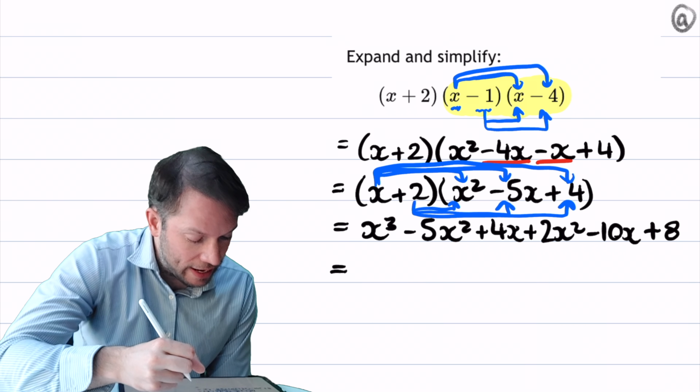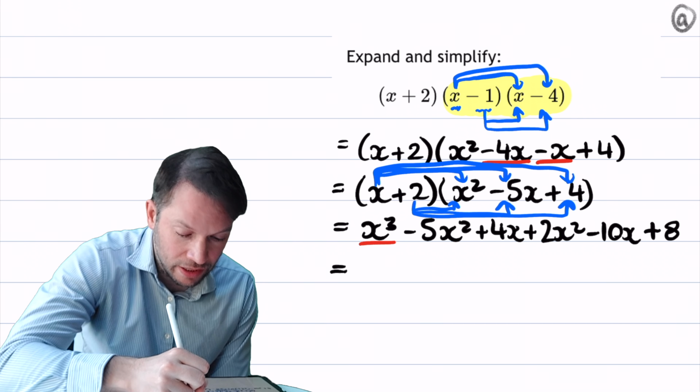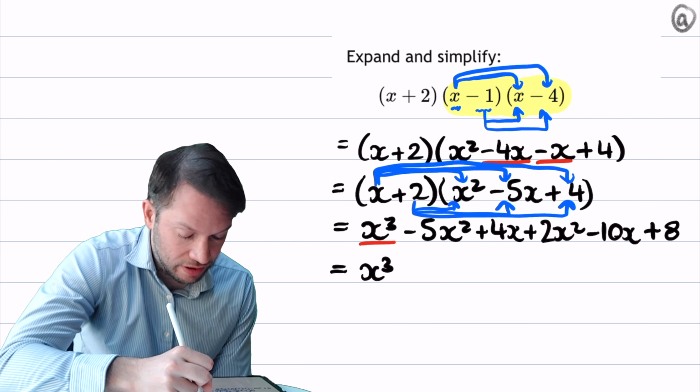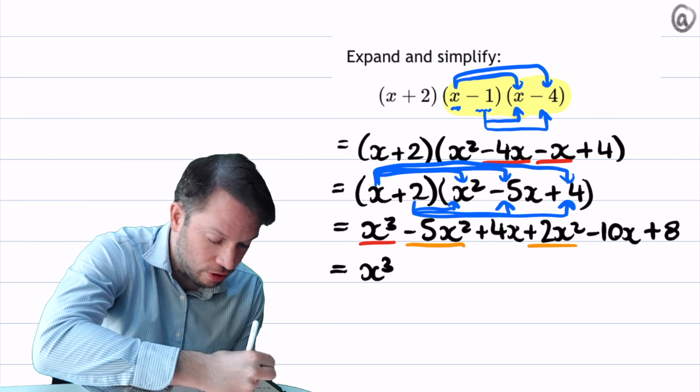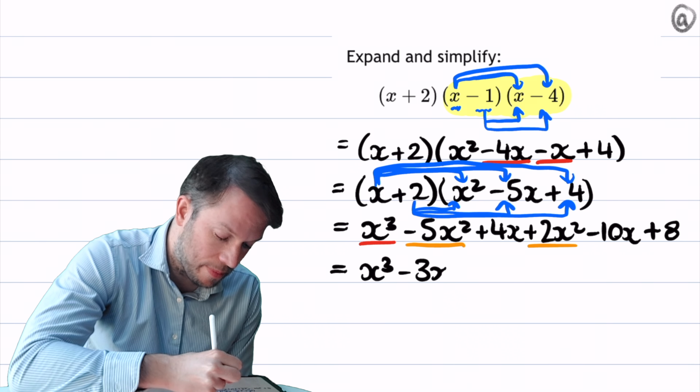So let's see what x cubed terms we have first. Well, the only x cubed term I see is this one. So we've just got x cubed. What about x squared terms? Well, I can see we've got minus 5 lots of x squared plus 2 lots of x squared, which is minus 3 lots of x squared.